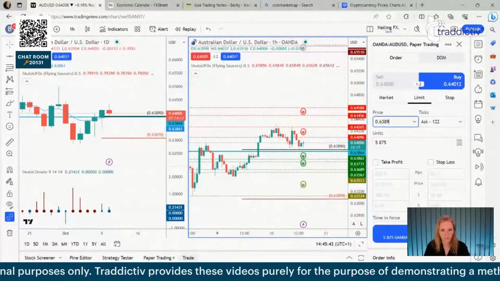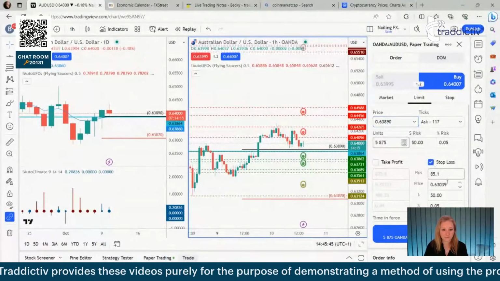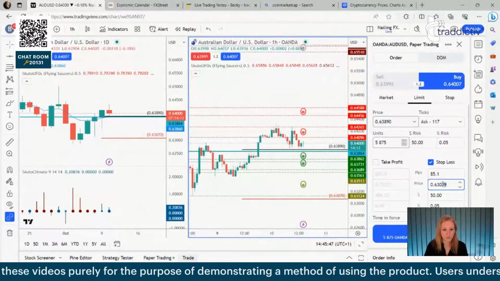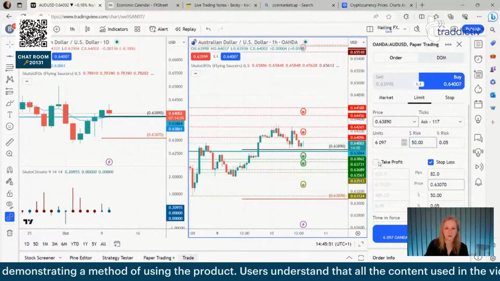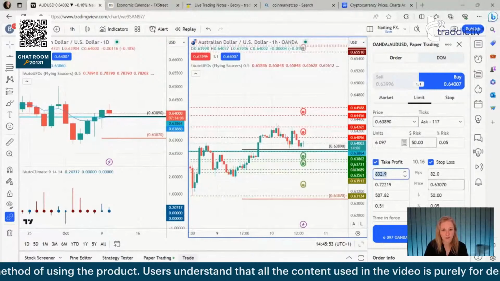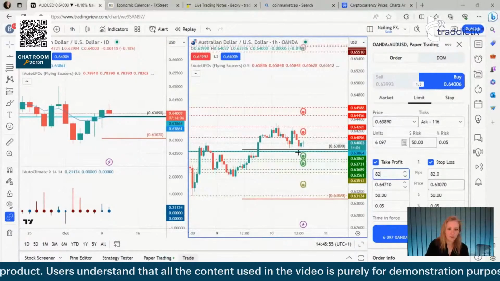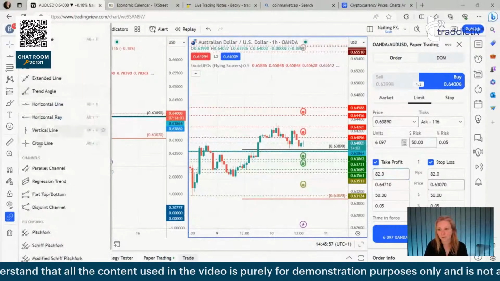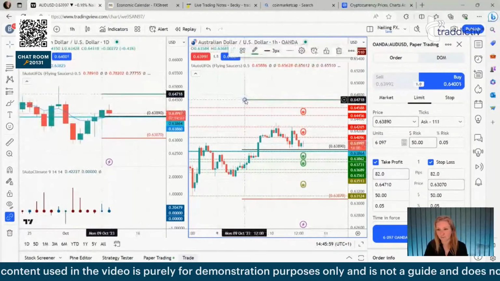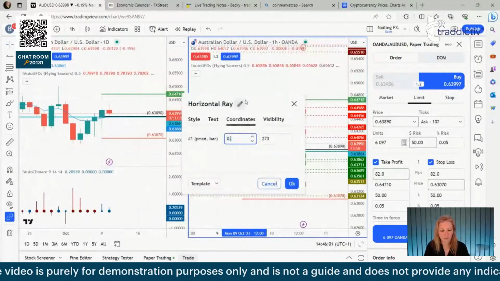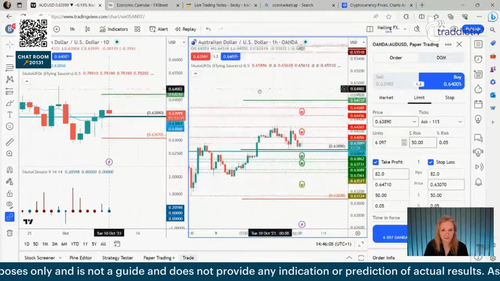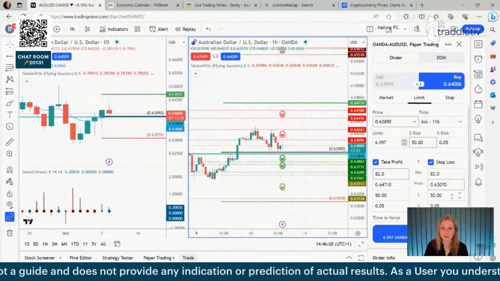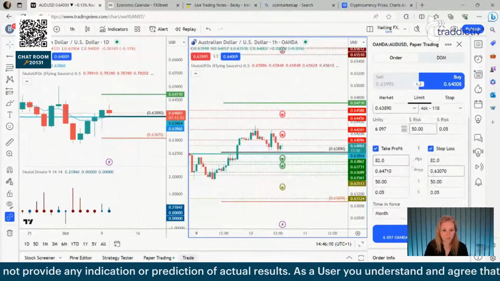Okay, 0.6389 is our entry. Stop loss is 0.6307. Risk, $50, so as close to that as we can. Our profit, if we're risking 82 pips, we are making 82 pips. So that takes us to 0.64. Lovely. So that's our first target, our safety target. Time in force, again, I'm going to leave it at a month.